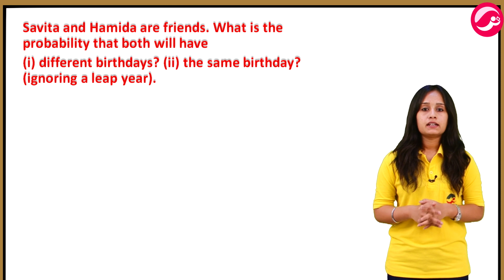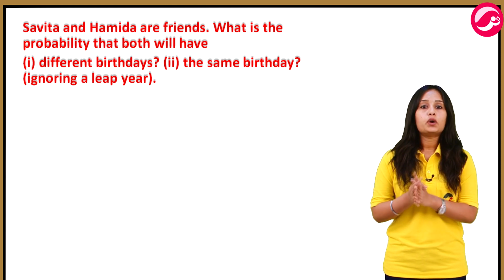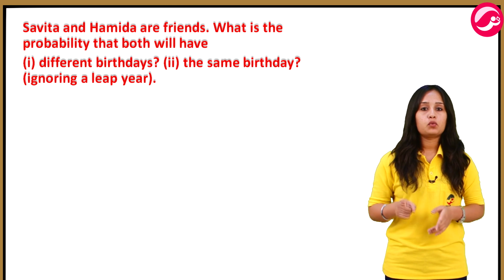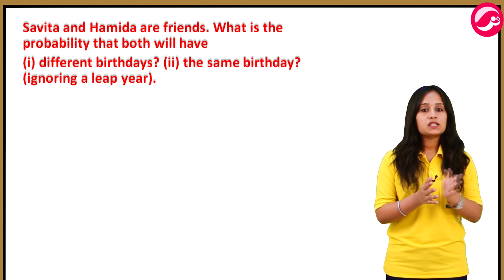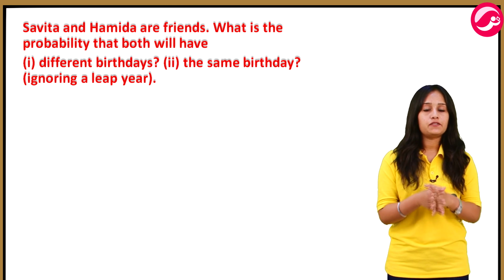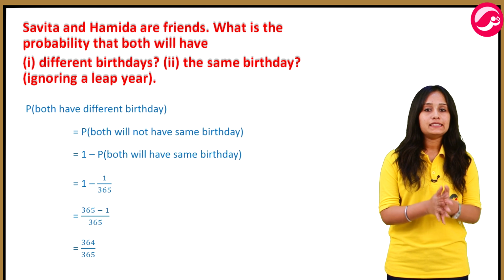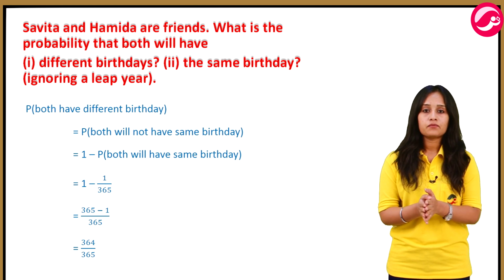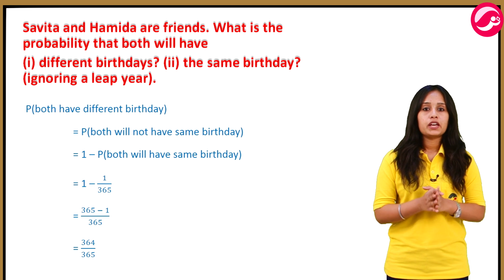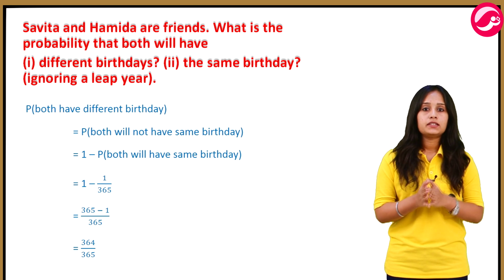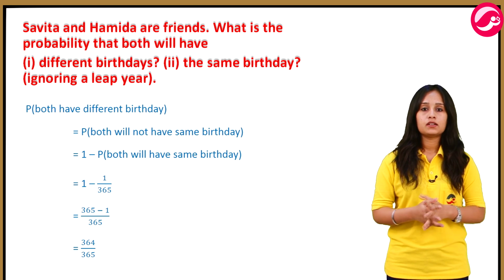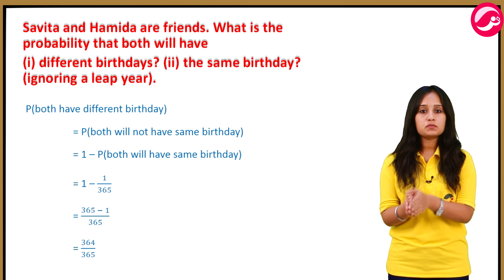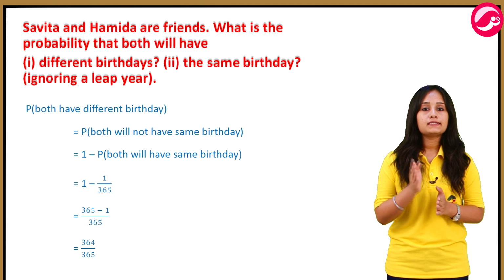Now, the next problem says that Savita and Hamida are friends. What is the probability that both will have, number 1, different birthdays, and number 2, the same birthday, ignoring a leap year? So, out of the two friends, now Hamida's birthday can also be any day of 365 days in the year. We assume that these 365 outcomes are equally likely. So, for the first part of the problem, if Hamida's birthday is different from Savita's, the number of favorable outcomes for her birthday is 365 minus 1, that is 364. So, the probability that Hamida's birthday is different from Savita's birthday is 364 by 365.